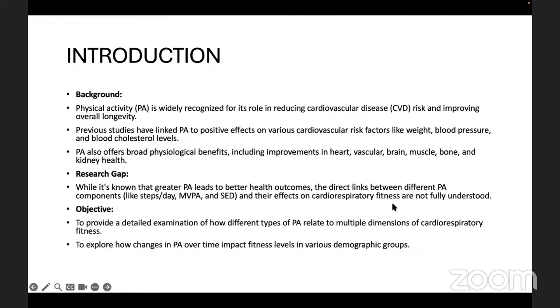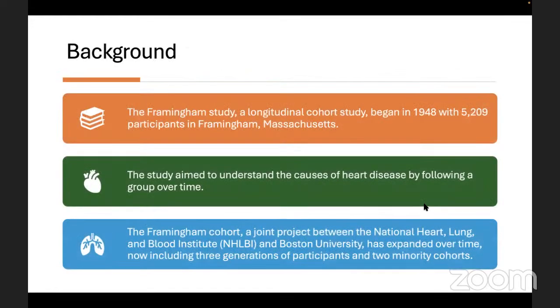So the objective was to provide a detailed examination of how different types of physical activity relate to multiple dimensions of cardiorespiratory fitness, and also to explore how changes in physical activity over time impacted fitness levels in various demographic groups. Next, please.